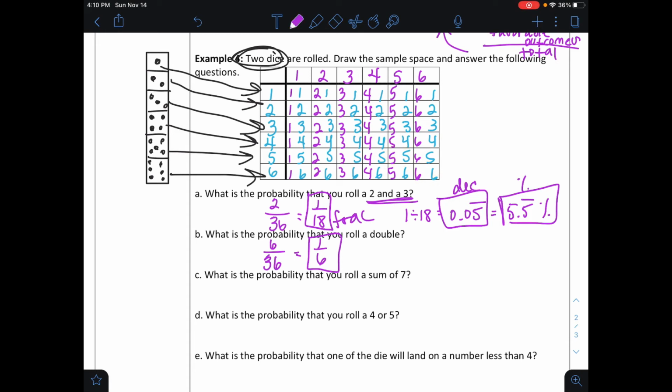All right, a sum of 7. Sum means you add it up and it equals 7. 1 plus 6 is 7. 2 plus 5 is 7. 3 plus 4 is 7. 4 plus 3 is 7. 5 plus 2 is 7. And 6 plus 1 is 7.